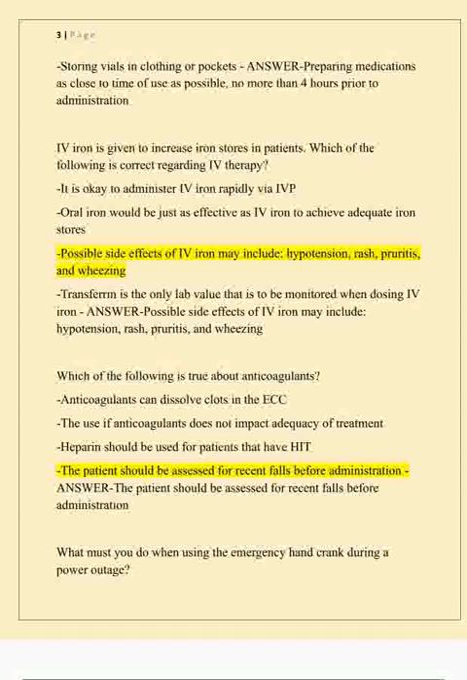IV iron is given to increase iron stores in patients. Which of the following is correct regarding IV therapy? It is okay to administer IV iron rapidly via IVP. Oral iron would be just as effective as IV iron to achieve adequate iron stores. Possible side effects of IV iron may include hypotension, rash, pruritus, and wheezing. Transferrin is the only lab value that is to be monitored when dosing IV iron. Answer, possible side effects of IV iron may include hypotension, rash, pruritus, and wheezing.